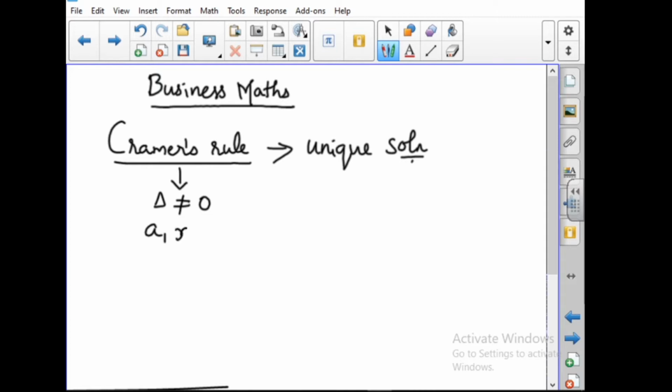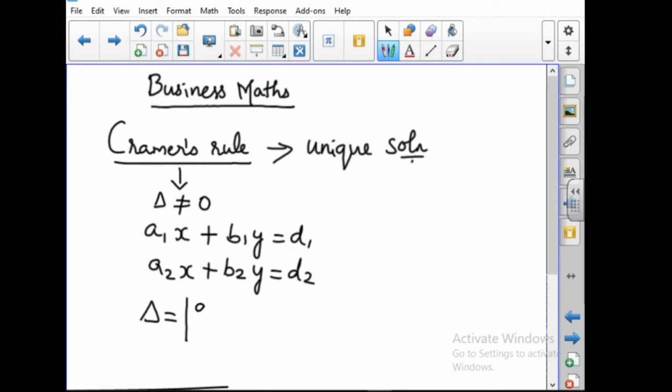General system of equations, two equations: a1x plus b1y is equal to d1, and another equation a2x plus b2y is equal to d2. So we got two equations. Now we are going to find out what delta is. Delta is nothing but the coefficient matrix. The coefficient of x here is a1, a2. The coefficient of y is b1, b2, and the constants are d1, d2. So taking the coefficient determinant gives the value for delta. So delta is nothing but the determinant of the coefficient matrix a1, b1, a2, b2.